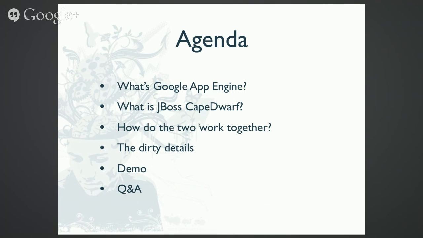A bit of agenda. So what exactly is Google App Engine? Since you're probably here, you do know what it is. I'll go into a bit more details. What's JBoss CapeDwarf? How do the two fit together, and so on. Since this is a technical talk that Paul wants me to do, we'll go into some of the dirty details, not too much, but at least what we can explain in an hour span. I'll try to do a small demo just to see what it looks like to deploy a simple app. And if you have some time left, I can do the questions and answers from the IRC and so on.